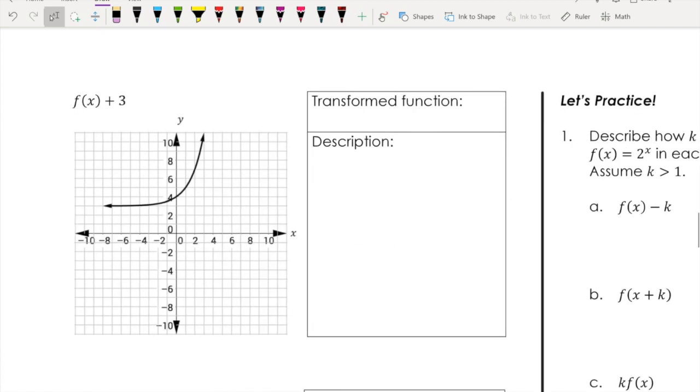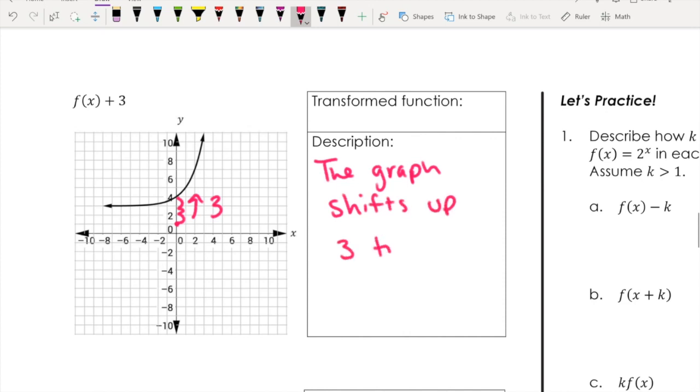This is f of x plus 3, but the plus 3 is outside of parentheses. So I think you guys are starting to hopefully understand this. If it's outside parentheses and it's adding, it's going to move up 1, 2, and 3 times. So up 3 times. So the graph shifts up 3 times. Okay, so once again, we're going to write this as f of x plus 3. And it's going to equal, well, the original one, 2 to the power of x plus 3 on the outside. Okay.